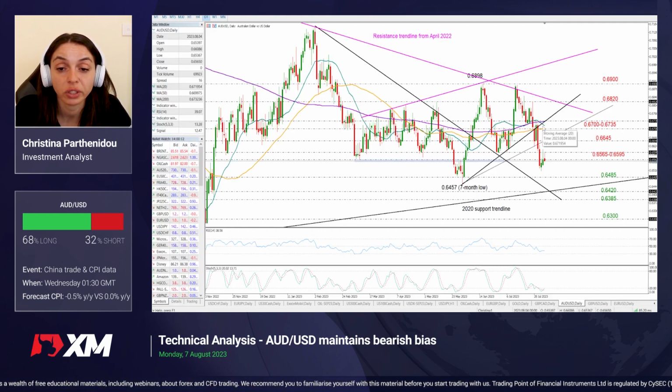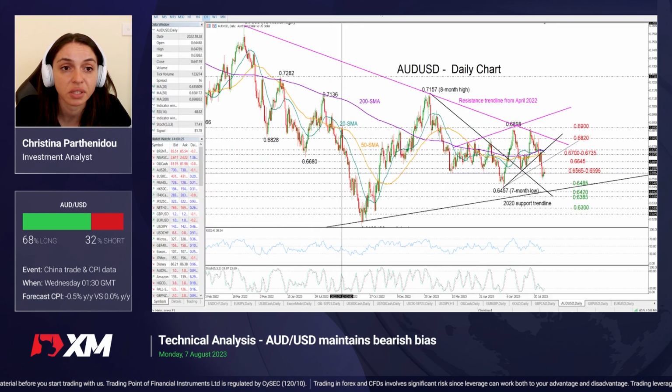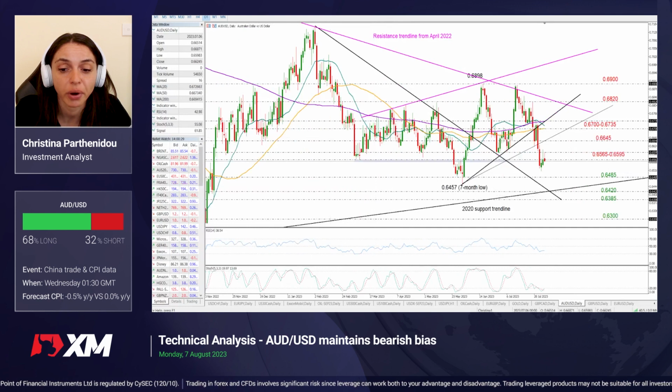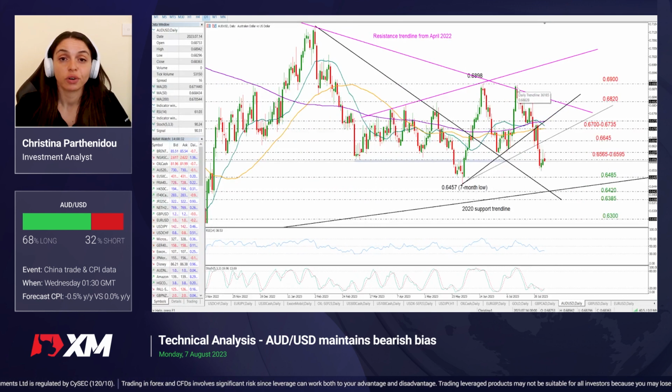We may see some consolidation here before all the attention turns to this important resistance trend line from April 2022. The pair failed to overcome that zone a couple of times, so that could be a big challenge for the market. So that's all for this week's important pairs that might attract attention later this week.